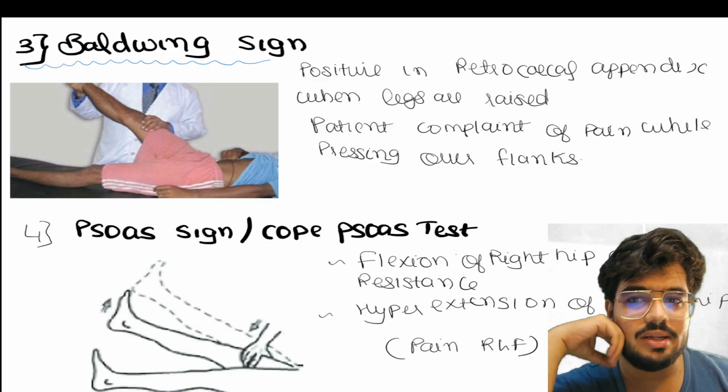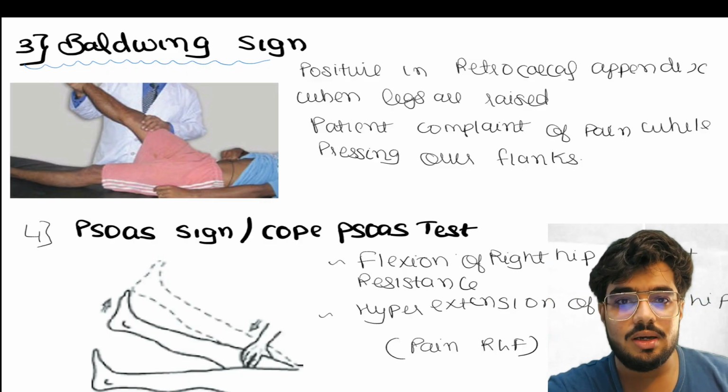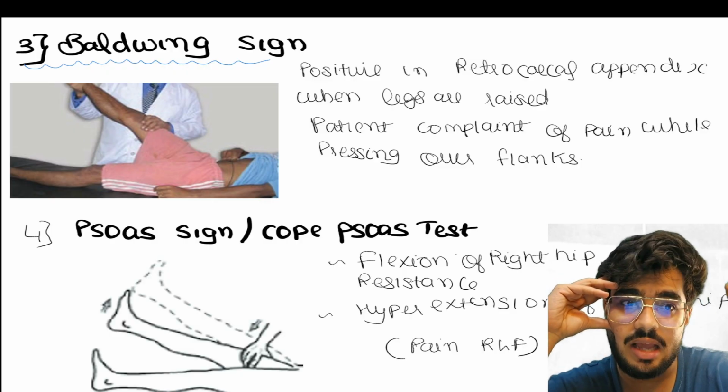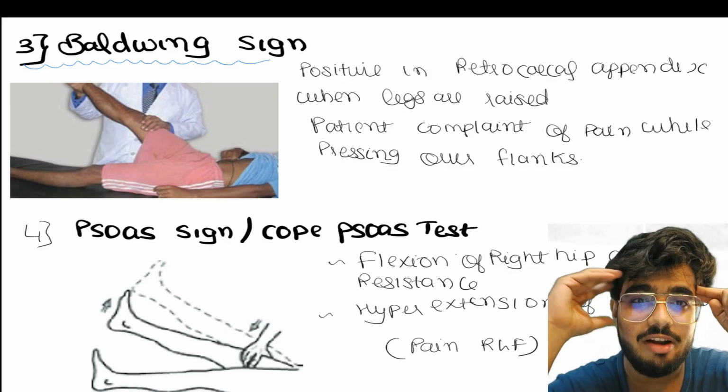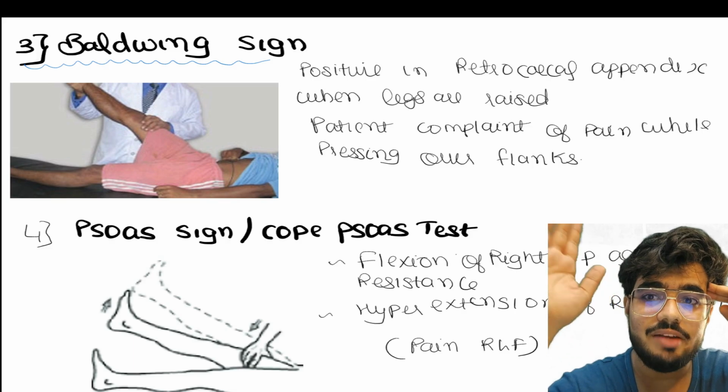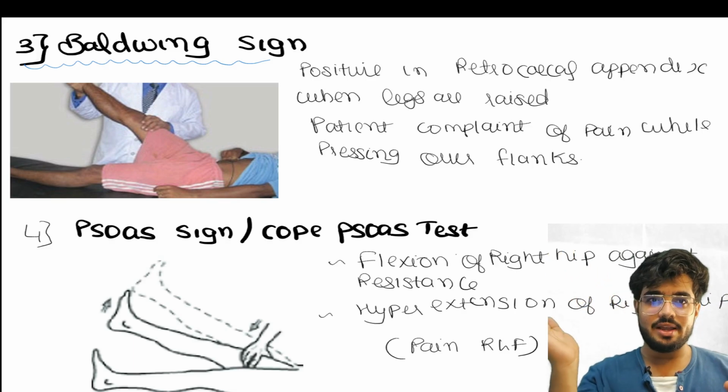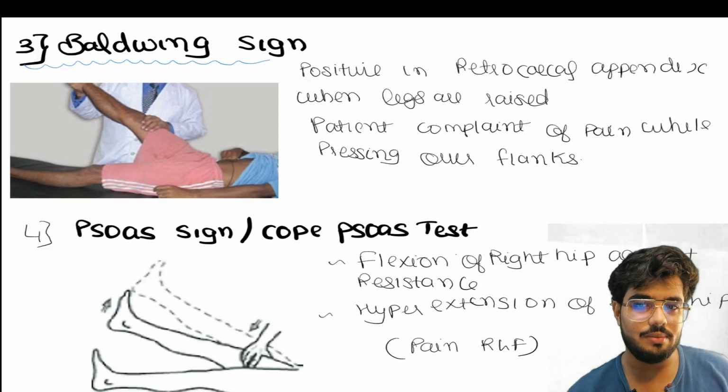Third is the Bulbing sign. In Bulbing, it's positive in a retrocecal appendix. When the legs are raised, the patient complains of pain while pressing over the flanks. In Bulbing, we raise the leg and when we apply pressure on the flanks, he is going to feel the pain. Now we're going to talk about the psoas sign, or Cope psoas test.